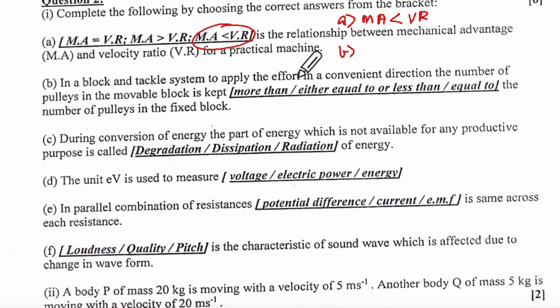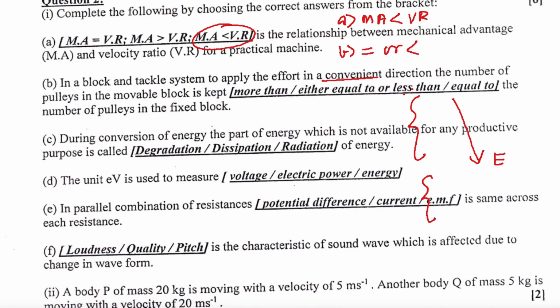In a block and tackle system, to apply the effort in a convenient direction, the number of pulleys in the movable block is one less, because convenient direction means effort should be vertically downwards like this, correct? Then in the upper block we have one more, that means the lower block is one less. What are they saying? Either equal to or less than. So movable block will be either equal to or less than, correct?